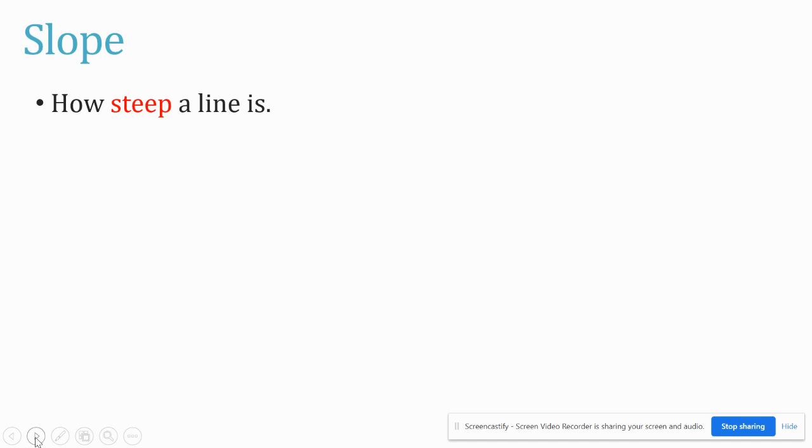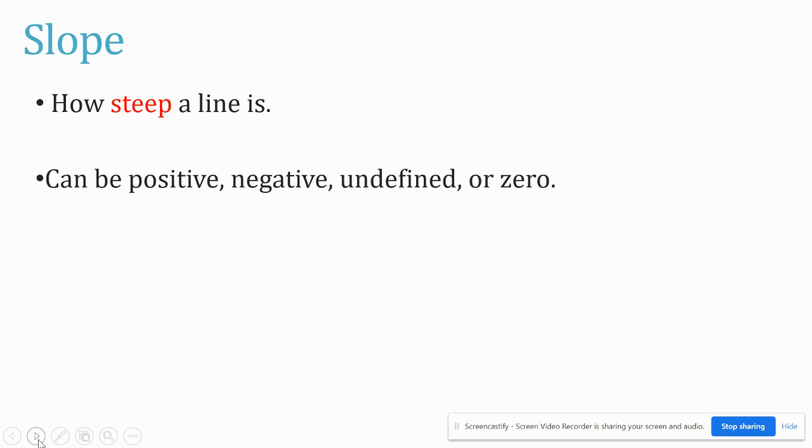So slope is how steep a line is. Maybe you've been snow tubing or skiing or at a skate park, so you know the word slope has shown up a lot in those different places. If it has a very mild slope, it's not steep. And then there are other mountains that are very steep, like black diamonds, if you're familiar with snowboarding and skiing. So it's how steep a line is. You can have positive, negative, undefined, or zero slope.